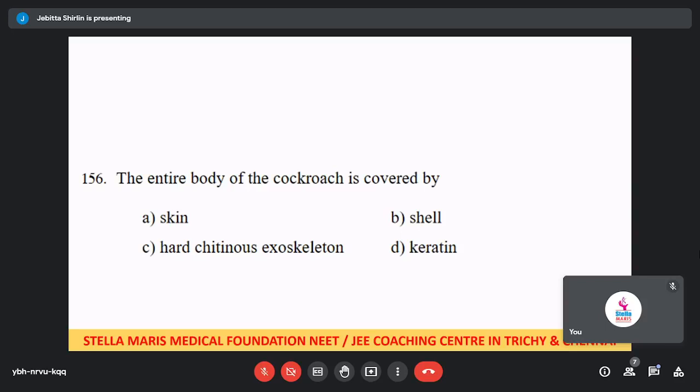You see, the body of cockroach is not covered with skin. It is not even covered with shell, or with keratin. It is covered by a hard chitinous exoskeleton. This hard chitinous exoskeleton will protect the insect from different kinds of mechanical injuries. And that is why you see the insect peeping into hard rocks or any kind of very hard substrates. The body doesn't get hurt because it has a hard chitinous covering as an exoskeleton for its protection. Okay, next question. These are so simple and direct questions.